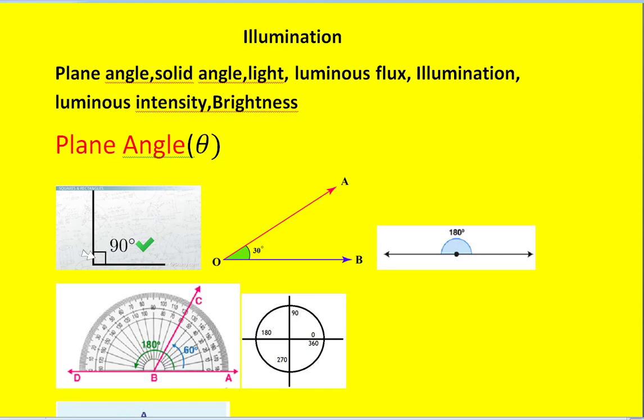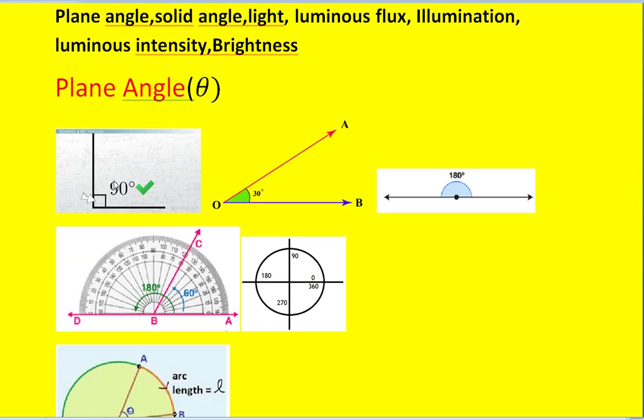Hello friends, today I will discuss some of the terms that are used in illumination: plane angle, solid angle, light, luminous flux, illumination, luminous intensity, brightness. So let me consider first what is plane angle.